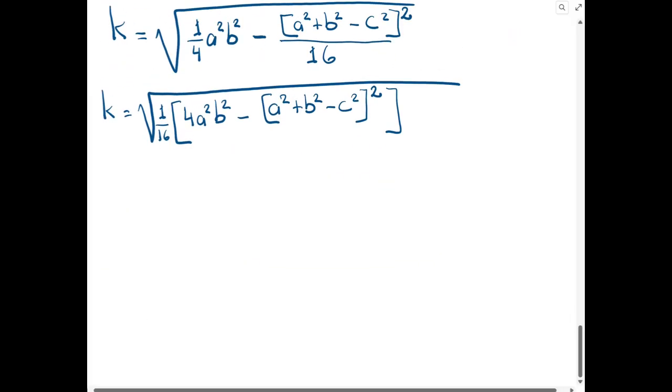Okay, so now we're going to take this out of the root here. And what else could we do? We're going to notice, okay, let's do that. So K equals, so that becomes a 1 over 4.